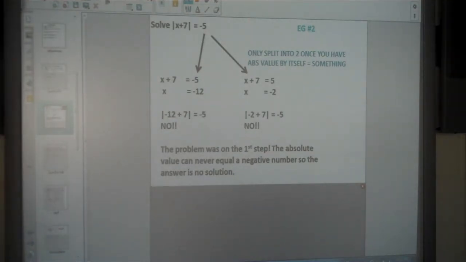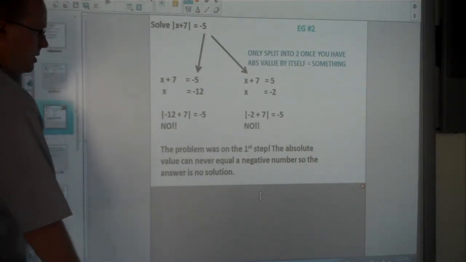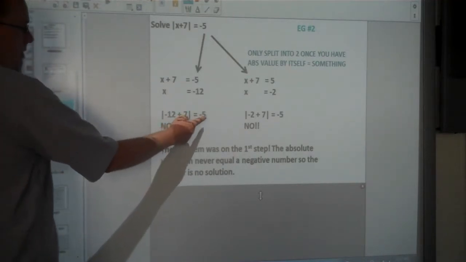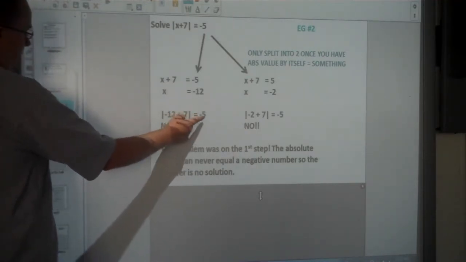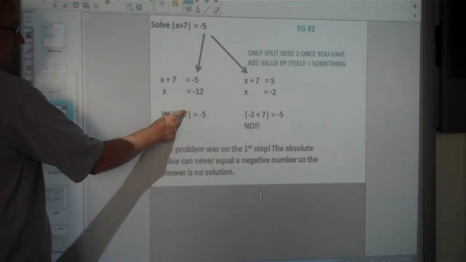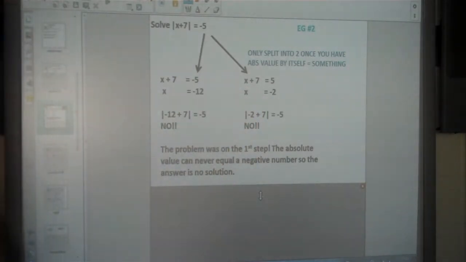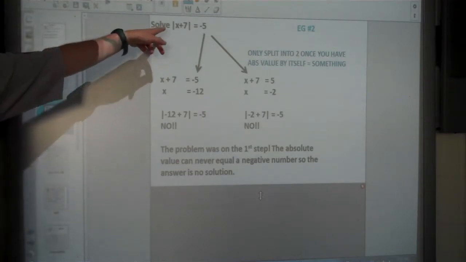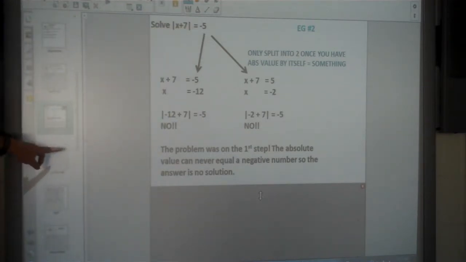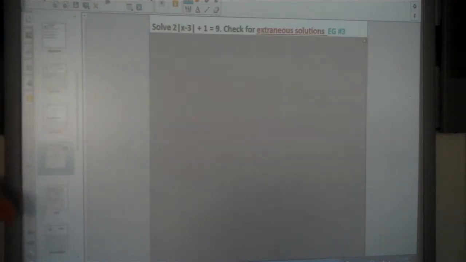Now, if you did check for an extraneous solution, you would know that this doesn't work anyway, because you would end up with something that's not -5. You'd end up with +5 here. And the same here, you'd end up with +5 as well. 5 doesn't equal -5. So be careful in those questions where you have something that's equal to a negative number.